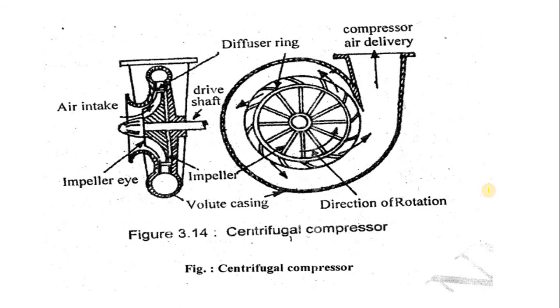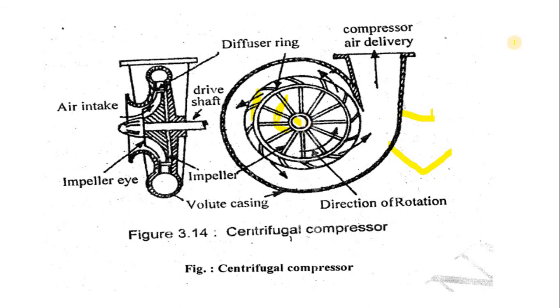Basically there are many parts of the centrifugal air compressor. The first is the casing. Then the next important part is the inlet section. Then the impellers are there, and then the diffusers are there. So these are the basic four parts of the centrifugal compressor. First is the casing, second is the impellers, third is the diffusers, and the inlet section. These are the basic four components of the centrifugal air compressor.